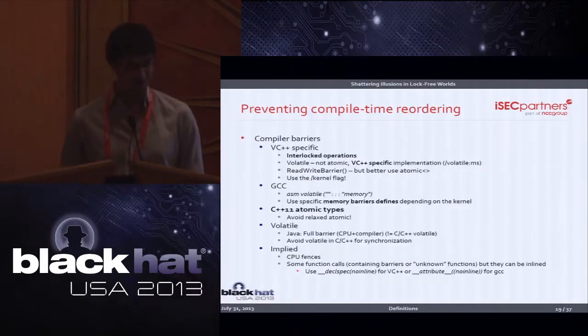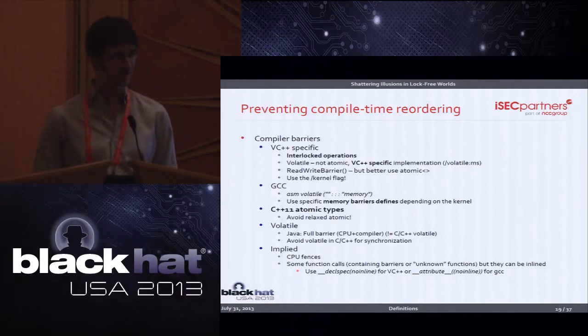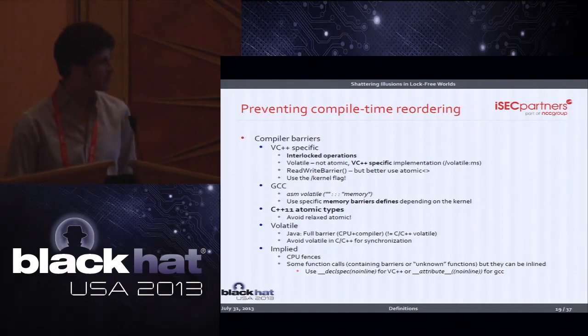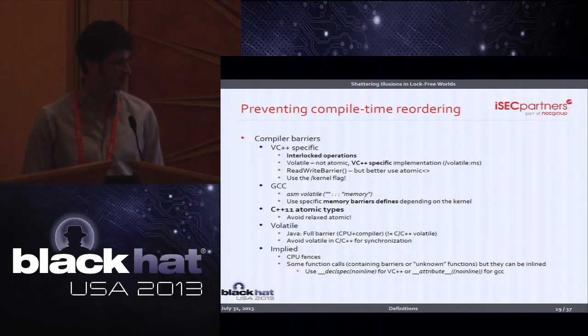So I listed here barriers that should be used to prevent compile-time reordering. Some of them are specific, such as the interlocked operations or C++ atomic types, which should be the best things to use here. Some of them are also implied to be compiler barriers, such as most of the hardware barriers, as well as some function calls. Even though some of them are oftentimes inlined, so you can't really effectively rely on that. You may need to use a compiler directive for forcing it.